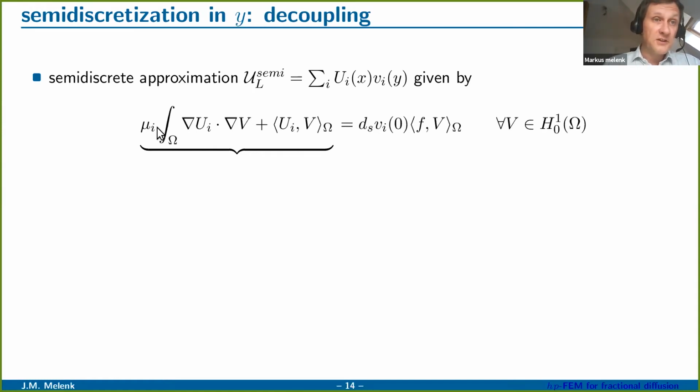And now you notice that the mu_i's, most of them are small. So this is actually a singularly perturbed problem. Okay, it is convenient to abbreviate this bilinear form here.